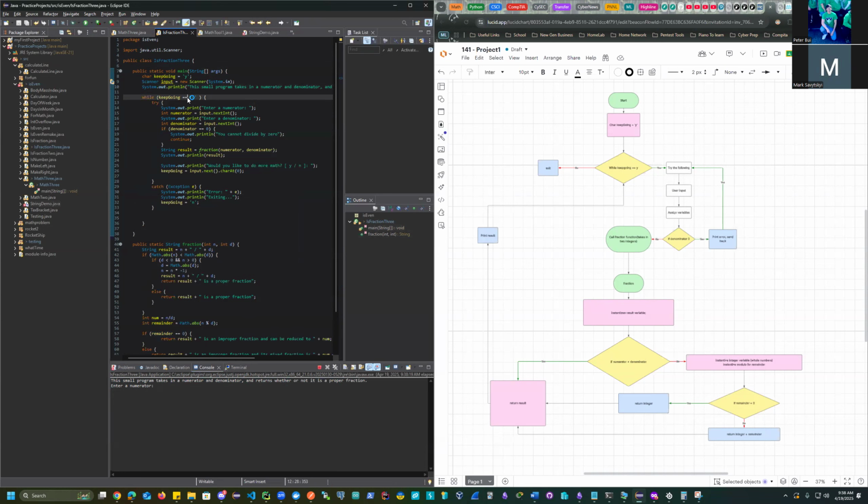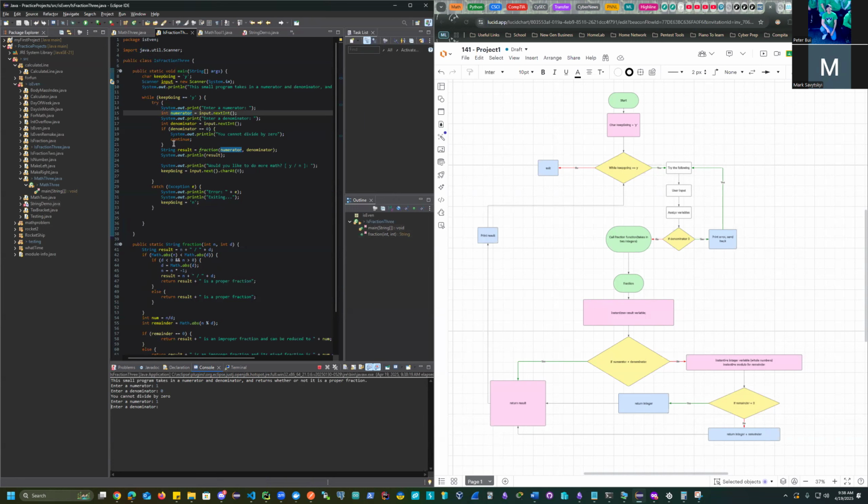Now, while our variable is equivalent to y, it's going to enter inside of a try-catch block. This try block here asks the user for a numerator and a denominator, and it assigns it as such. Now, if the denominator is equal to 0, it's going to go back to the top of the try block again and ask the user for a new input, so a numerator and a denominator.